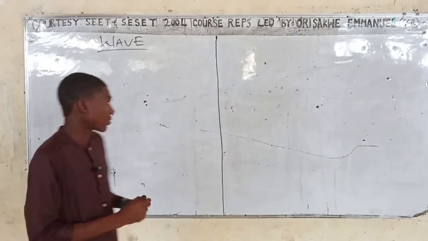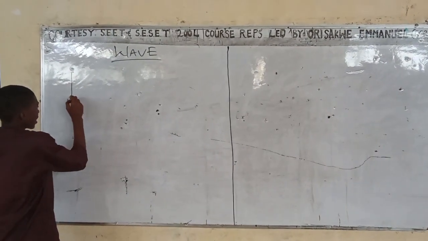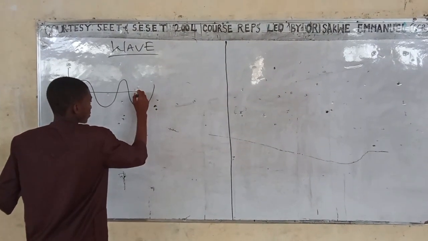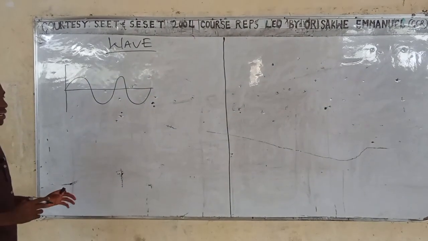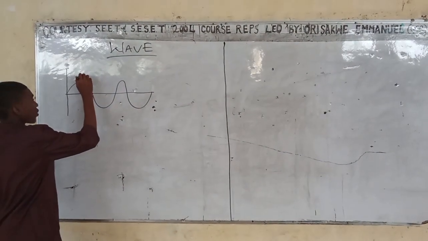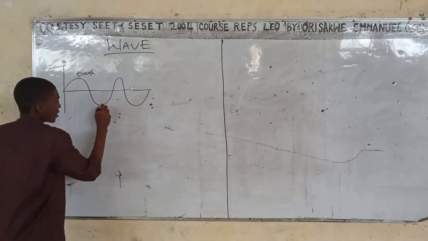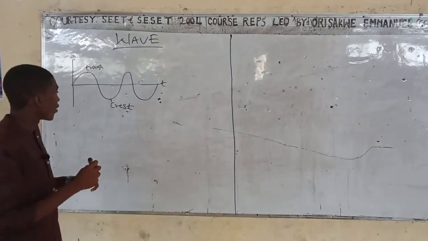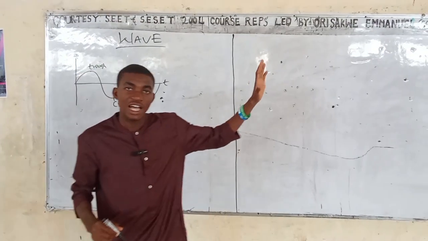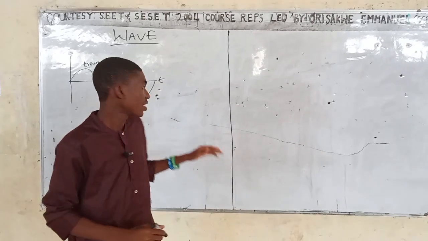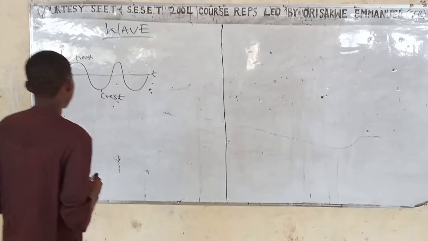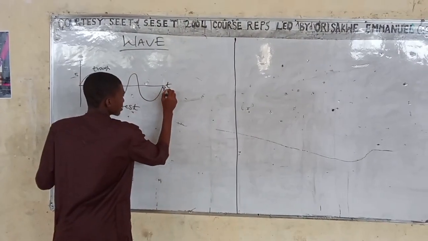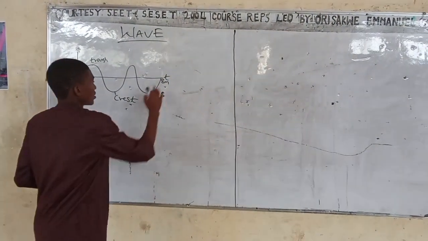Now, let's assume we have a sinusoidal graph. This is how a sinusoidal graph looks like. This is a sinusoidal graph where the peak is known as the crest and the bottom is known as the trough. Now, we say we should find the wavelength, amplitude, period, and frequency from this sinusoidal graph. Let's say from here to here is 5 and the total distance here is 8 meters. So this is distance.